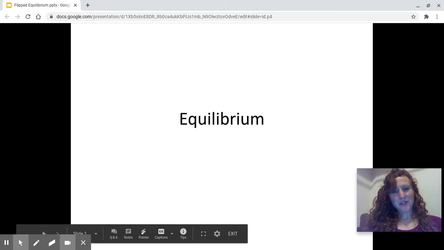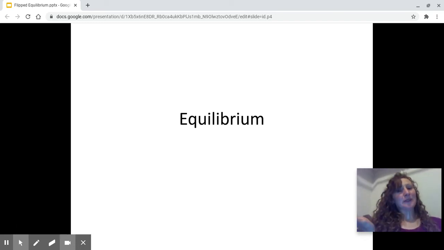Hi, AP Chemistry. Welcome to Equilibrium. And by welcome to Equilibrium, what I really mean is welcome to the rest of our year. Basically, the rest of our curriculum is over Equilibrium. It's kind of exciting and scary at the same time to realize that we are getting pretty close to the end of our curriculum.